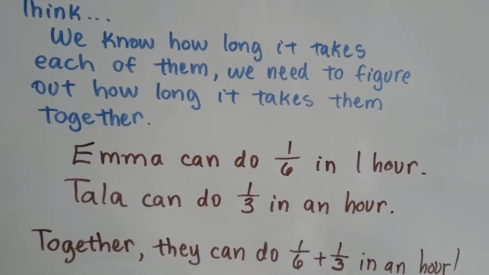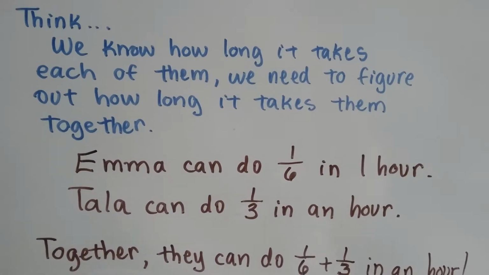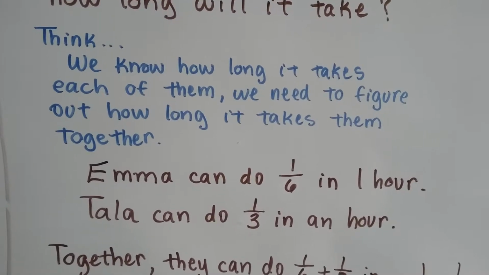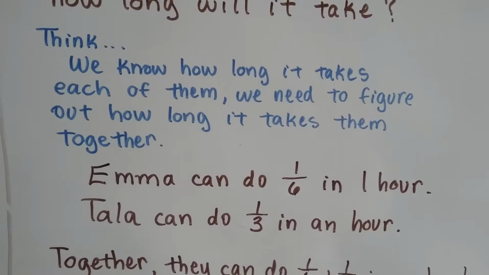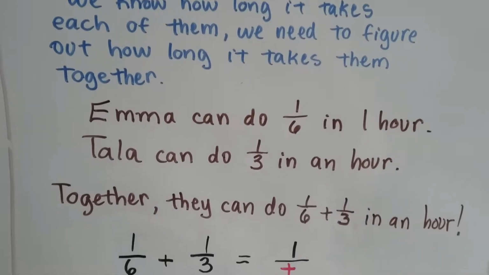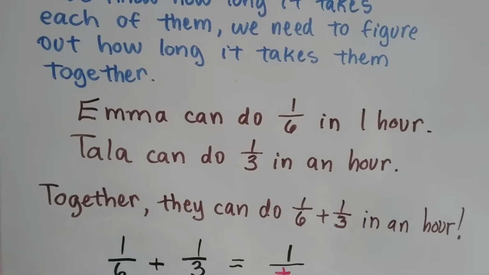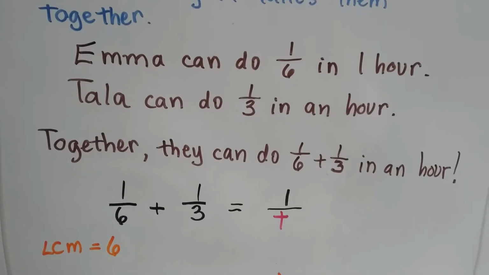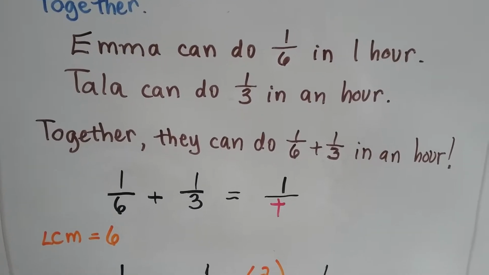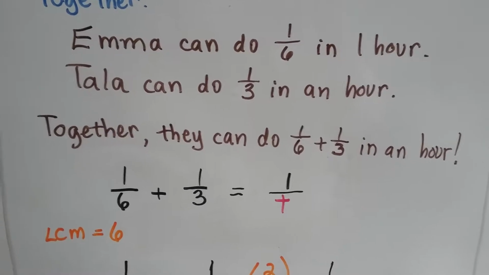So Emma can do 1/6 in 1 hour because it takes her 6 hours to do the whole thing. Tala can do 1/3 of the job in an hour because it takes her 3 hours to do the whole thing. So together, they can do 1/6 plus 1/3 in an hour. We just need to add 1/6 plus 1/3 and we'll know how much of the job they'll have done in an hour.